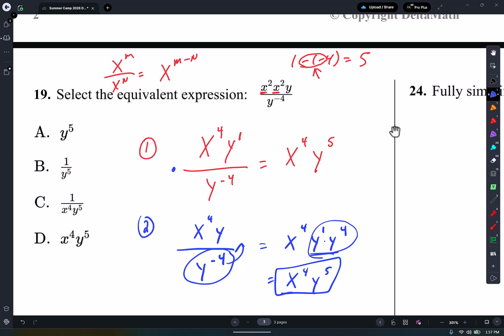They both give you the same answer. Which one do you like best? Yeah, it just depends, whatever you like.